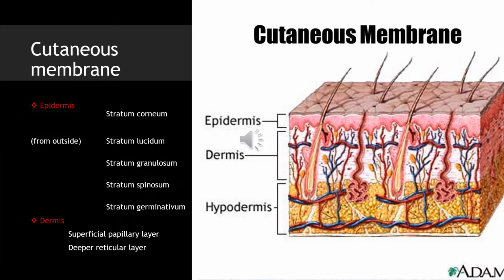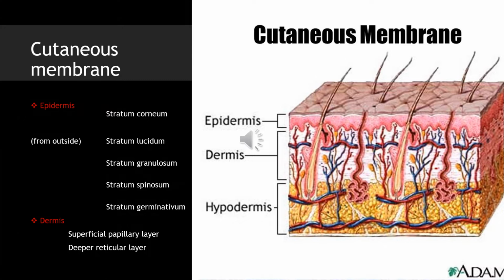And this epidermis is formed of stratified squamous epithelium, and the cells are called keratinocytes. This epidermis consists of 5 layers. They are arranged from outside to inwards, that is from superficial to deep, as the outermost stratum corneum, then the stratum lucidum, the stratum granulosum, stratum spinosum, and the innermost layer, the stratum germinativum.